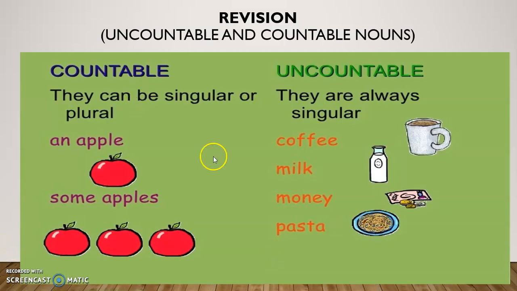Okay, so the revision is we will revise about what is uncountable and countable nouns. Okay, look at the word nouns here. As you can see, nouns are the things, places, people, for example, coffee, milk, money, pasta, apples, oranges, table, chairs. These are all nouns.